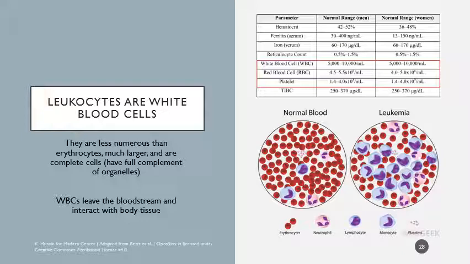By cell count, there's a much higher magnitude of red blood cells and platelets, but it's also important to consider that those red blood cells and platelets are much smaller than white blood cells, so it kind of makes sense that there would be a lot more of them relative to the white blood cells.